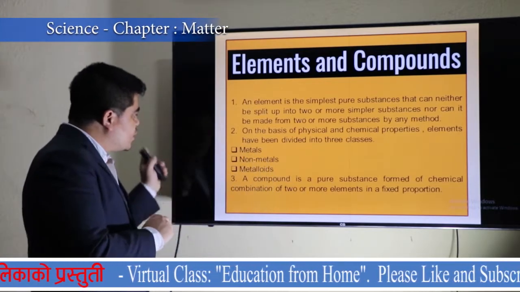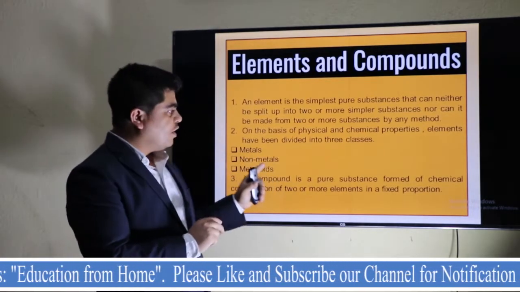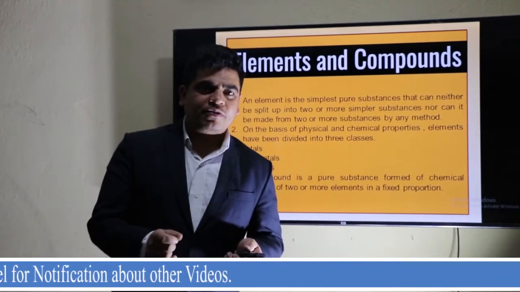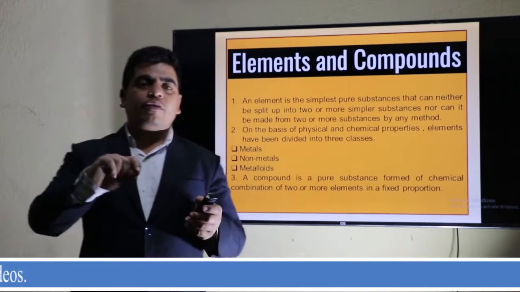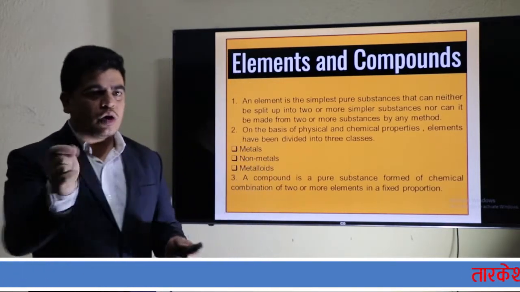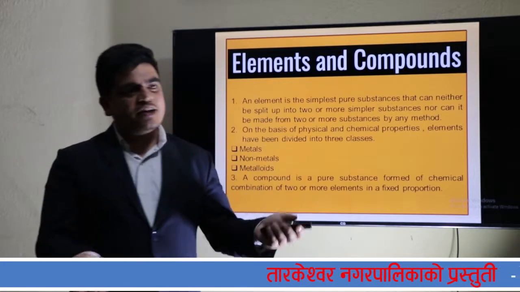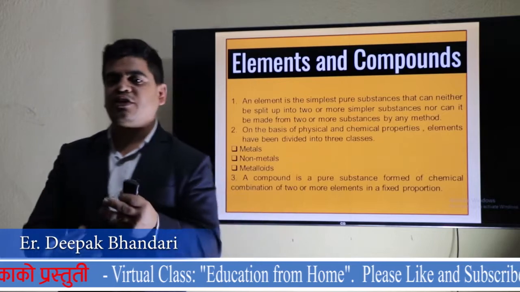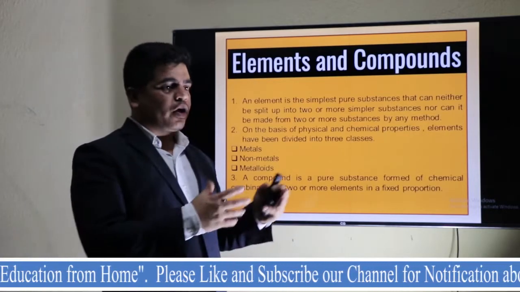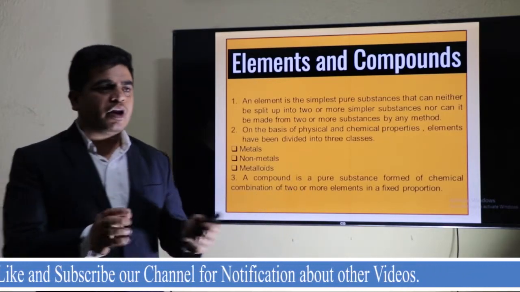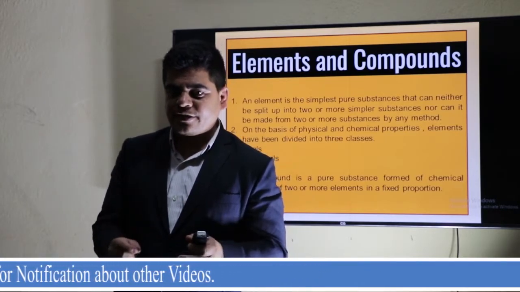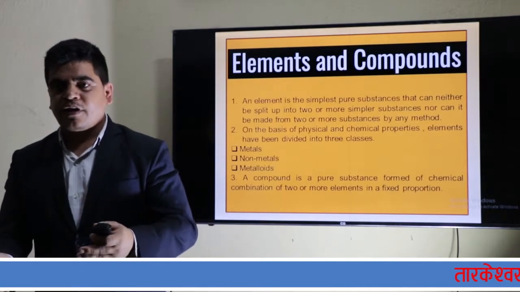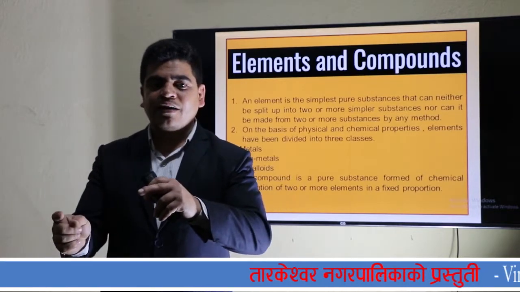A compound is a pure form of substance formed by the chemical combination of two or more elements. Basically NaCl we can call a compound, and NH3 we can call a compound, because they are combinations of two or more elements. Talking about molecules, a molecule is also the simplest form of substance, of either elements or compounds, that can exist independently.